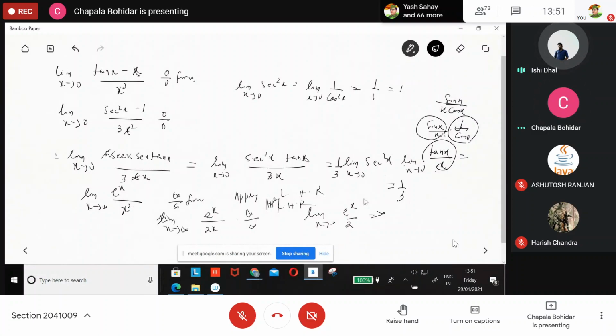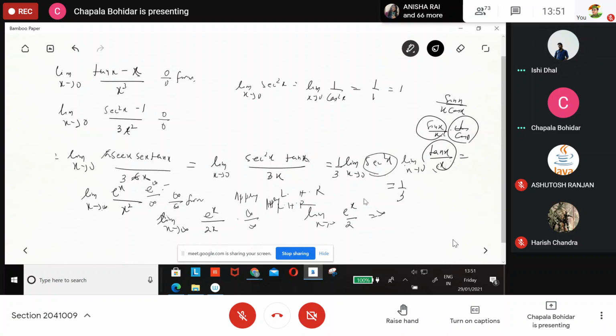Ma'am, in this one, the part limit x tends to 0, e power x by x square, that part, ma'am, can you explain again? Yes, what I am getting is e to the power infinity, then it is infinity. Ma'am, here the tan x by x, that value became 1. Yes, ma'am, that formula was there. After that, 1 by 3 limit x tends to 0 sec square x, ma'am. From there, what to do, ma'am?